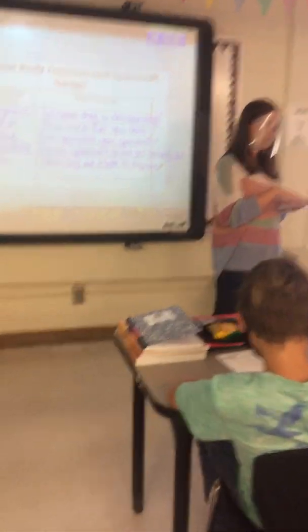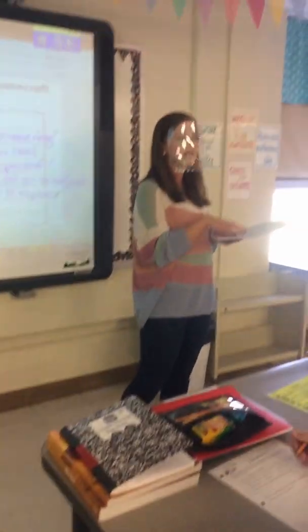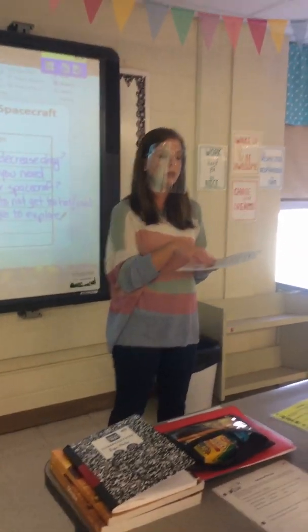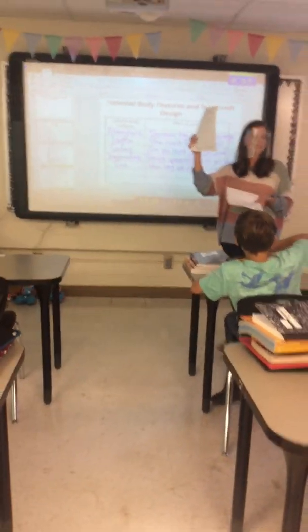Okay? And then in the box, you're drawing your spacecraft, what you want it to look like, and then I do want it colored as well. So you're drawing and coloring in the box what your spacecraft looks like. Alright, and then when you're finished, make sure your name is on it, and you're going to turn it into my basket on my desk, because this is for a grade.